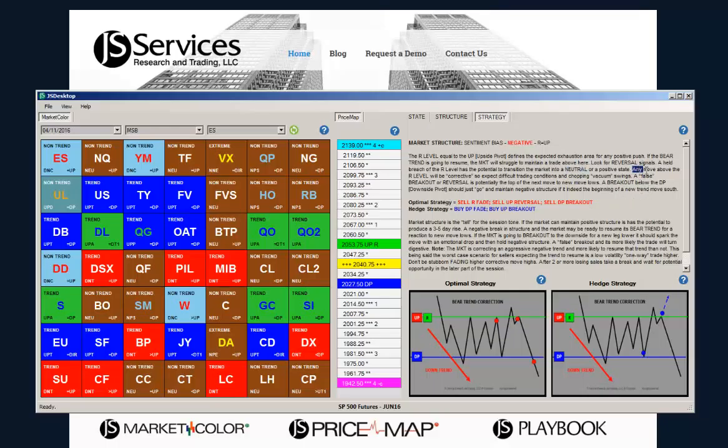Any move above the R level is going to be corrective, so we would expect difficult trading conditions, potentially some vacuum swings. But a false breakout or a reversal is potentially the top of the next move to new lows. So if we do get that reversal signal, we may have just sold the high point of the next reaction lower. And if we do get involved in this and the market starts to behave like a bear trend, we want to ride it, with the expectation that the corrective trade's over and the bear trend's going to resume, and just work negative structure.